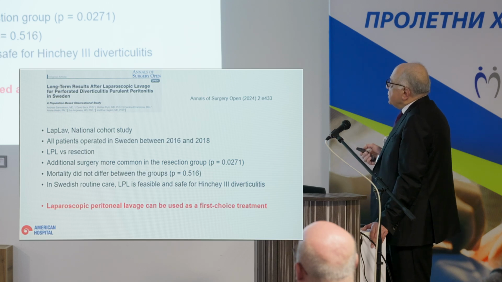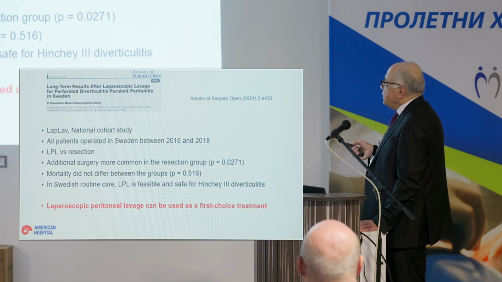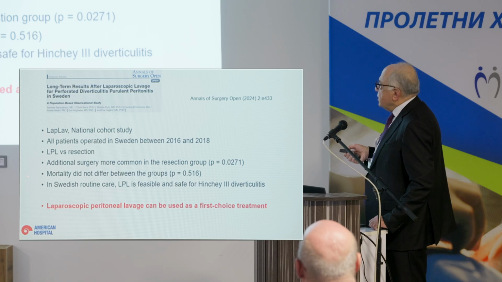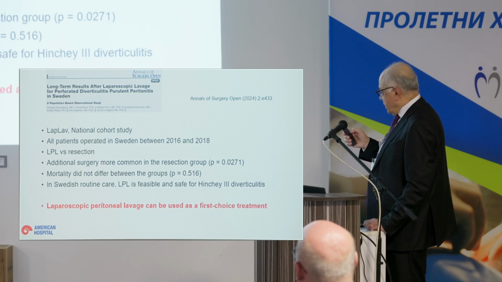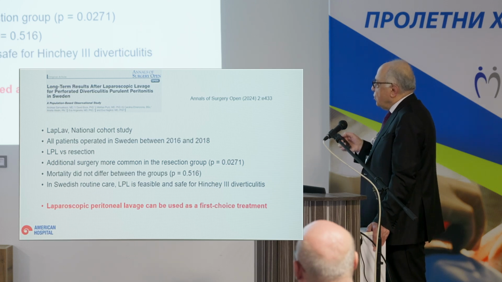Last year, in Annals of Surgery, a national cohort study from Sweden was published. All the patients operated in Sweden between 2016 and 2018 were compared as laparoscopic lavage or resection groups. Additional surgery is more common in the resection group because if you do a Hartmann procedure, yes, there is a need for Hartmann reversal surgery, but mortality did not differ between the groups. In Swedish routine care, in our era, laparoscopic peritoneal lavage is feasible and safe for Hinchey 3 diverticulitis. And the Scandinavian countries, especially Sweden, continue to do peritoneal lavage for complicated diverticulitis.